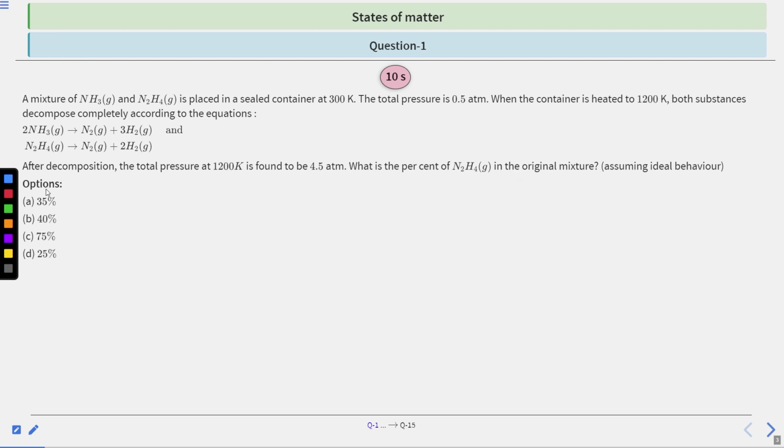Assume ideal behavior. Options are 35%, 40%, 75%, or 25%. You have 10 seconds to solve this question. After that, we will see the answer.